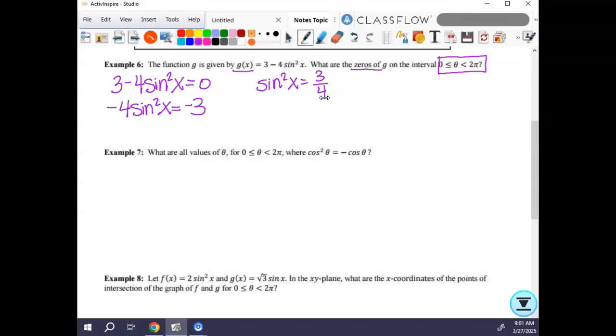Now that I have sine squared x equals a number, I really don't care what sine squared x is. I want to know what sine is. How do I undo a square? Square root. That hasn't changed. So I'm going to take the square root of both sides.